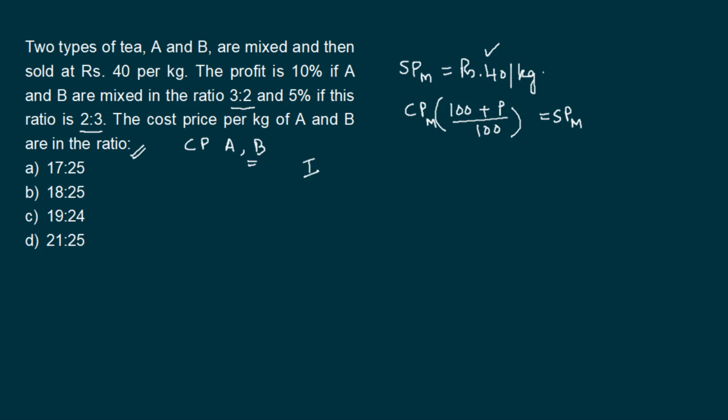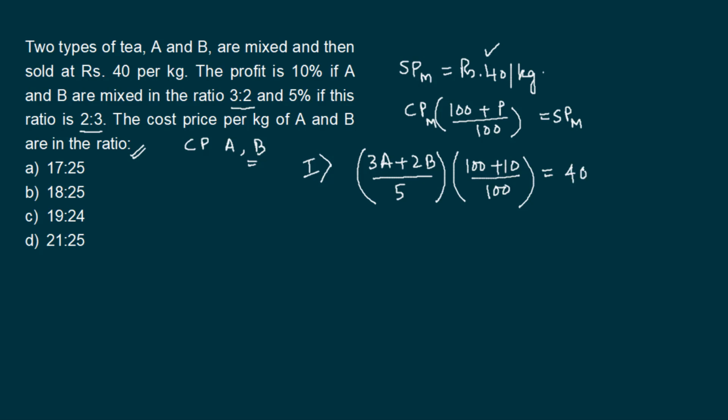So what is the first set of information giving us? It is 3:2. So can I say 3a plus 2b upon 3 plus 2 is 5, that is the cost price of the mixture, into 100 plus 10 by 100 is equal to selling price of the mixture, that is 40. Okay, this is 110. So let me make it 11. So I have 33a plus 22b equals 400 into 5 is 2000. That is the first equation we have.